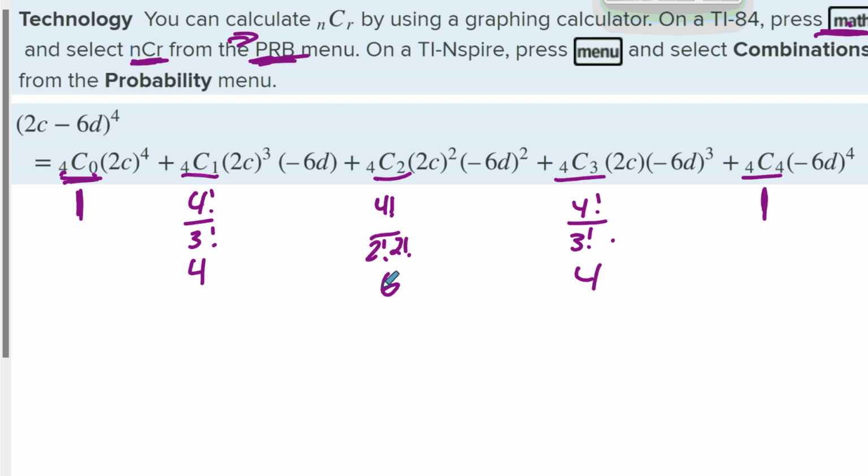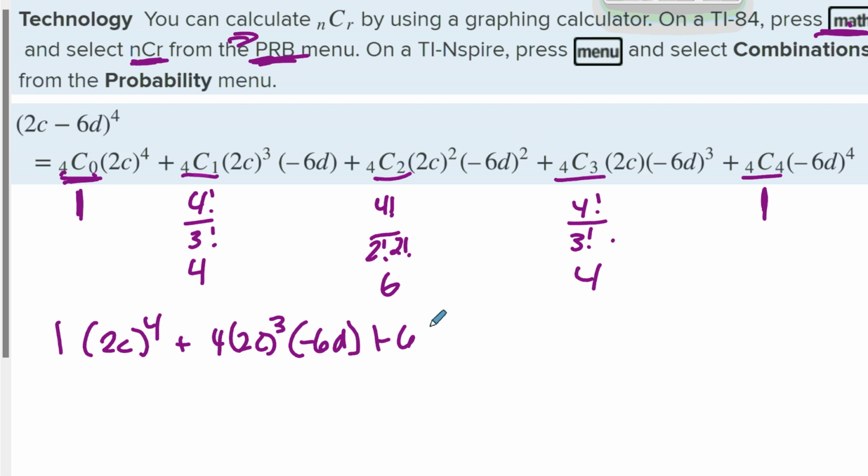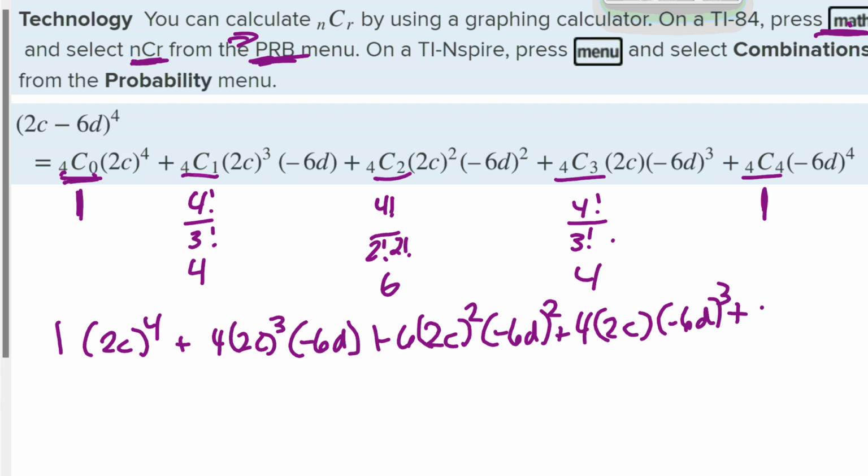The tricky thing is those are just the coefficients, but we still have this 2c to the 4th, and this 2c cubed times negative 6d, plus 6 times 2c squared times negative 6d squared. So here's where we have to look out for all those things. Another 4 times 2c times a negative 6d cubed, and then plus 1 times negative 6d to the 4th.